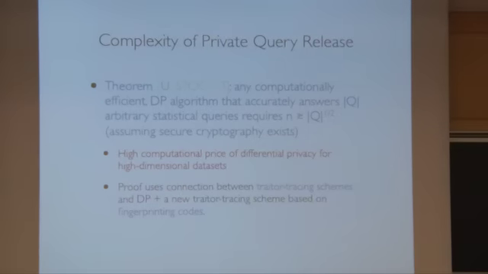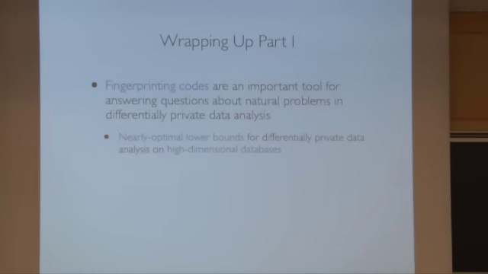All right, so this is kind of all I wanted to say for part 1. I just want to summarize the main take-home points from part 1, which is that fingerprinting codes are an important tool for understanding the price of differentially private data analysis. They give nearly optimal lower bounds for differentially private data analysis, and particularly they capture the role that the dimensionality plays, either in the running time or in the amount of data you need.